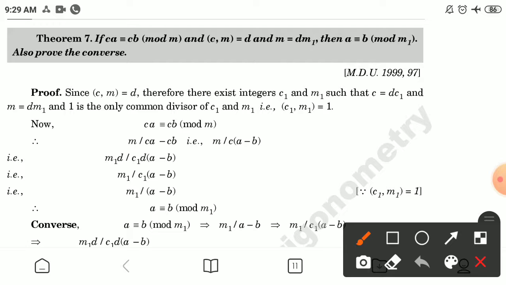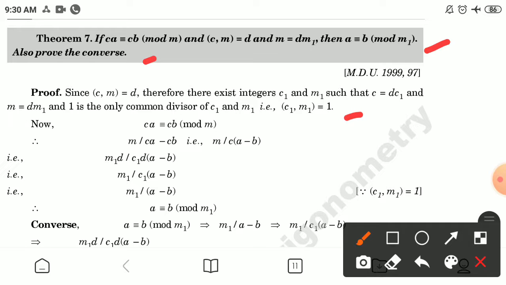Next result: if ca is congruent to cb mod m and the greatest common divisor of c and m is d, and m is equal to d into m1, then a is congruent to b mod m1. Also prove the converse. Since the greatest common divisor of c and m is d, there exist integers c1 and m1 such that c is equal to d c1 and m is equal to d m1, and 1 is the only common divisor of c1 and m1, that is c1 and m1 are relatively prime.